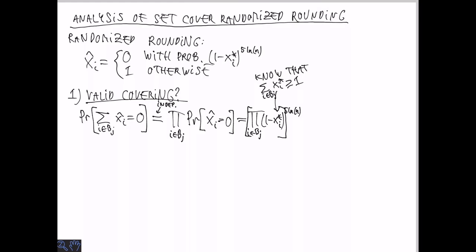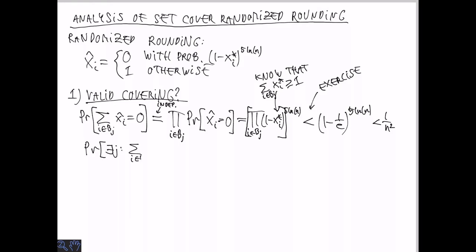And now we are almost done because we know that the sum of these xi stars is greater than or equal to 1. So this means that we can upper bound this by a number that's exponentially small in the 5 log n. And this gives us a polynomially small error probability. And the details are left to an exercise.